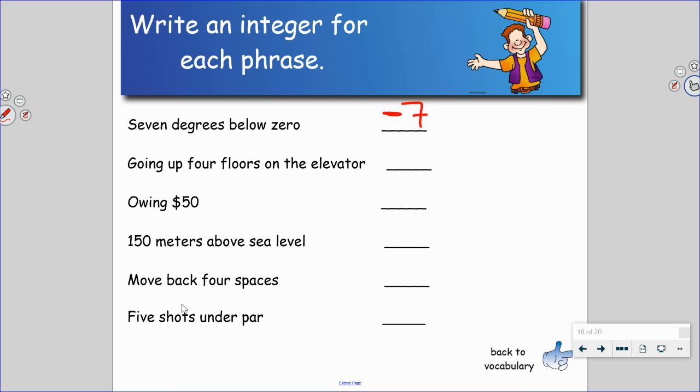7 degrees below 0, going up. Again, you don't need to write the positive, but you may if you wish. Owing $50, well, that's no good because it's decreasing. 150 meters above sea level, you may write the positive symbol or not. Moving back 4 spaces, well, back is a decrease or going in a negative direction. 5 shots under par. If you're below par, then that would also be a negative.